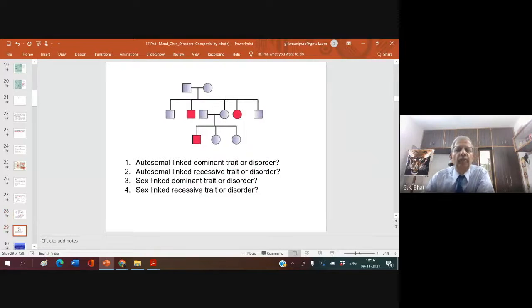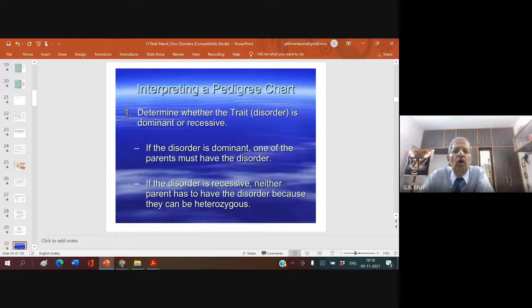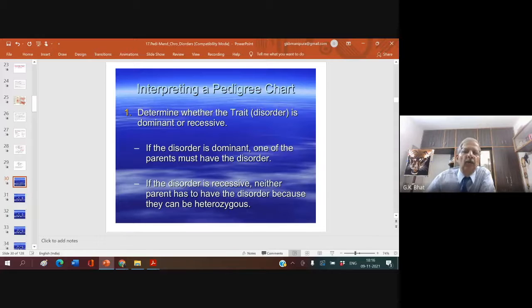Now my question is, is it autosomal? What type of inheritance is it? Now, how to know? I am going to teach you right now. Please take a screenshot of this. Interpreting a pedigree chart. First, determine whether the trait or disorder.